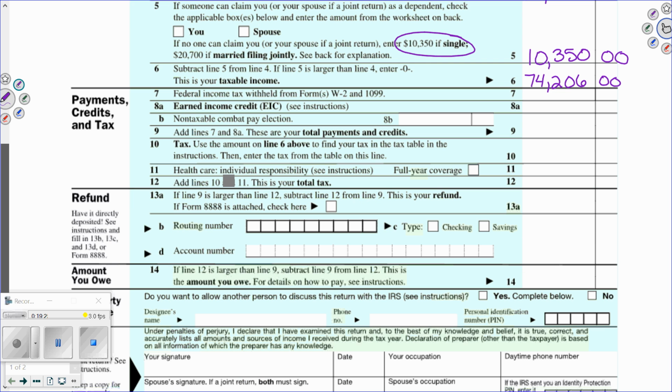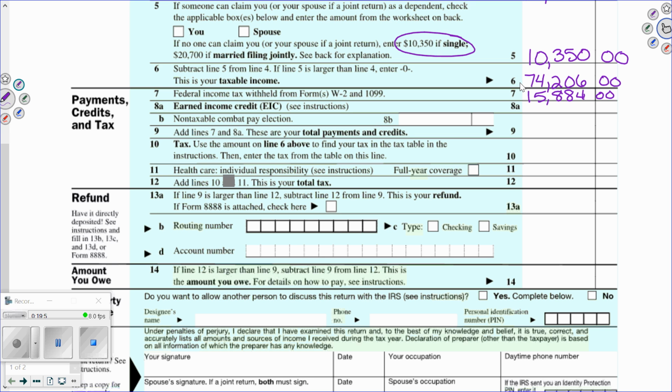Okay, so federal income tax withheld. 15,884. That was on the W-2 in box 2. Going back to your notes packet, the example that we're working on was in there.